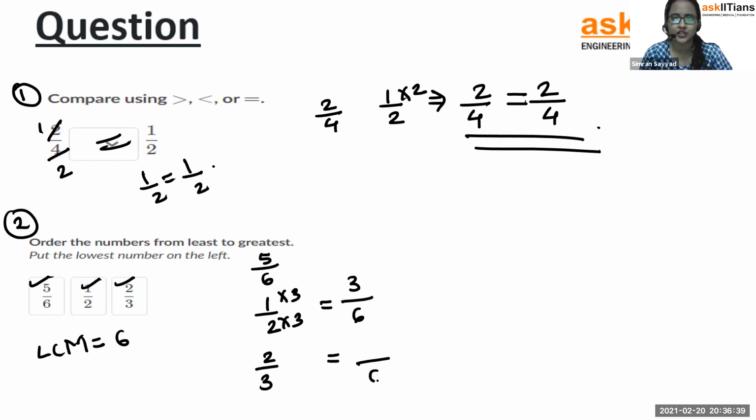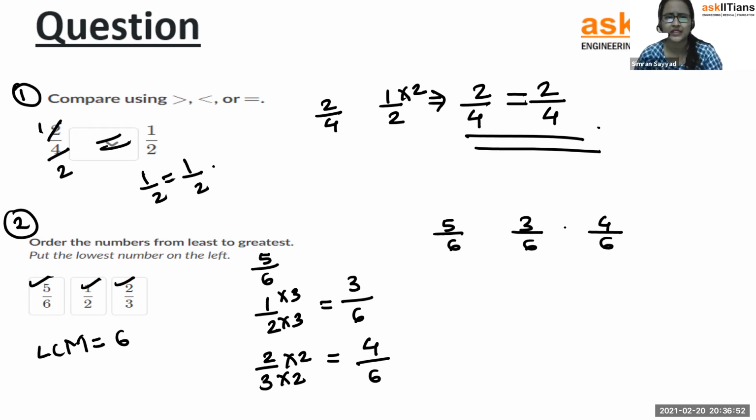To get 6, what do you need to do? You need to multiply by 2. So the three terms will be 5 by 6, 3 by 6, and 4 by 6. Now I can say these are like terms and I can see which is least, which is greatest.